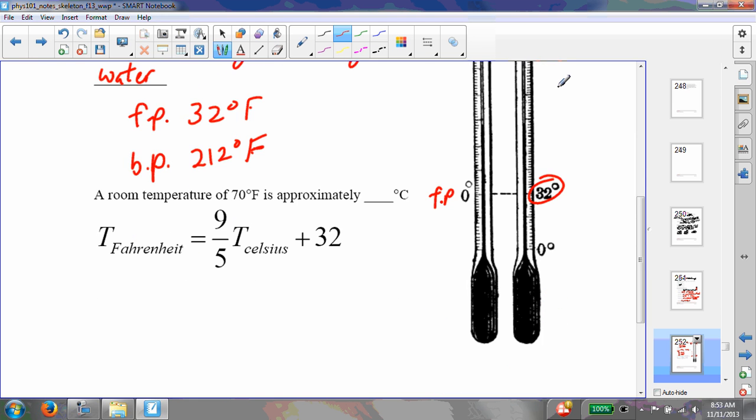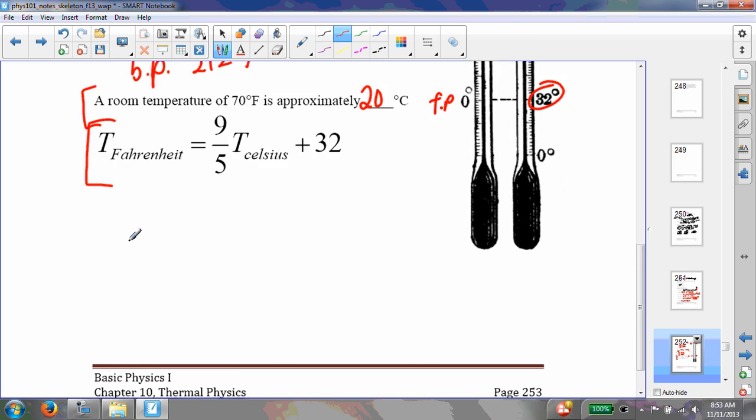Just a good rough idea to have is that a room temperature of 70 degrees Fahrenheit is about 20 degrees Celsius. But remembering also that a change in 1 degree Celsius is a lot bigger than a change in 1 degree Fahrenheit, almost twice as big, rather. This is how we convert from one to the other. It's just based on the number of degrees between them. You could probably derive it on your own. But the Fahrenheit temperature is equal to 9/5 the Celsius temperature plus 32.